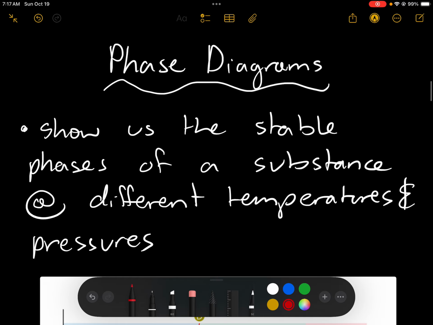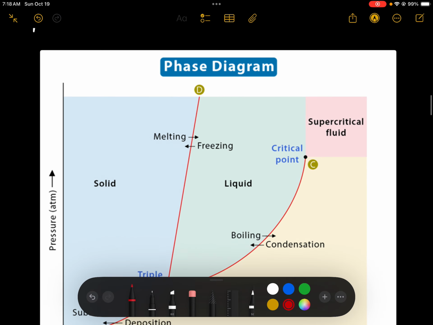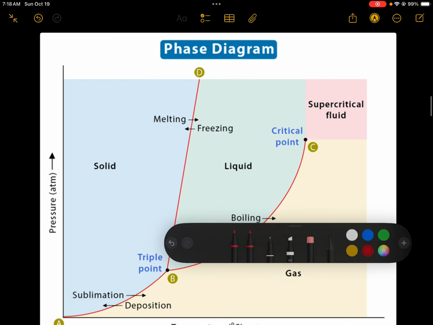All right, phase diagrams. That's the second type of representation of a phase change or phases that I want to discuss. Phase diagrams, again, are going to be another graph, and they're going to show us the stable phases of any particular substance at different temperatures and pressures, which at first glance sounds like the same thing as a heat curve, but it isn't. So let's take a look at a generic phase diagram real quick.